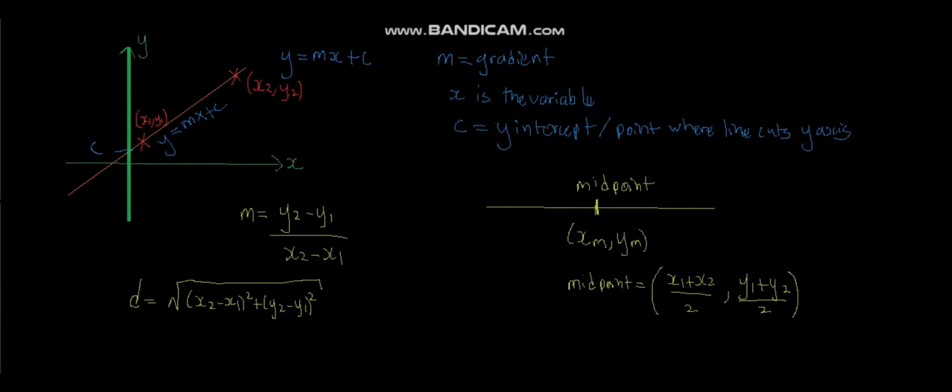And those are the important equations to know for linear algebra or coordinate geometry with respect to lines. The equation of a line is something we need to know. How to find the gradient, the midpoint, and the distance between 2 points.